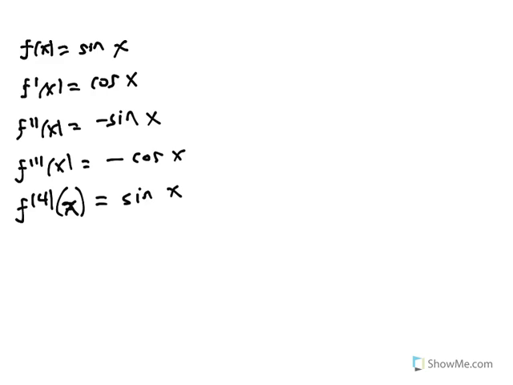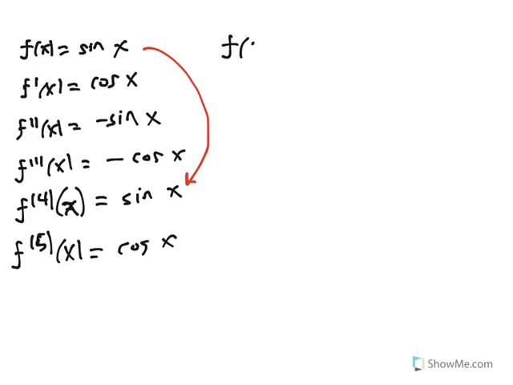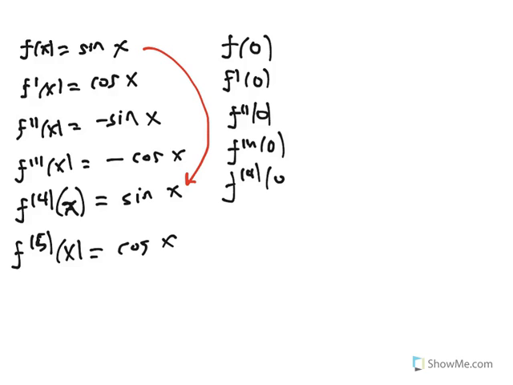sine. You can see that you'll have a cycle here, because now we're back to what we had originally, so our cycle will just repeat. The fifth derivative of our function will be cosine, and it just keeps repeating. So if you evaluate our function and each of its derivatives at 0, this is what we'll have.